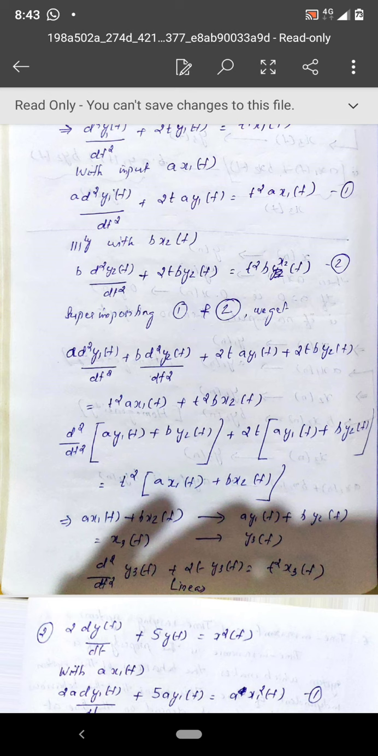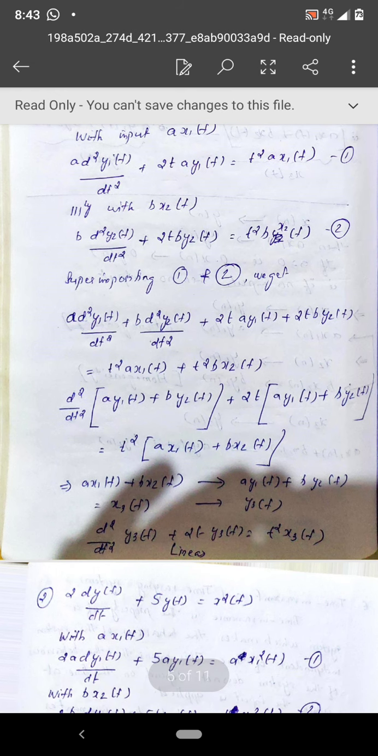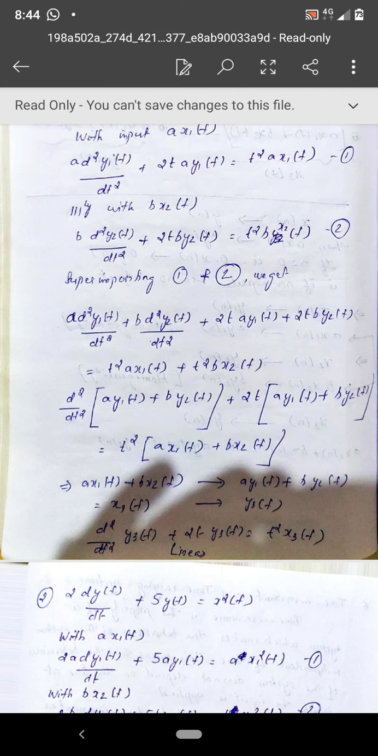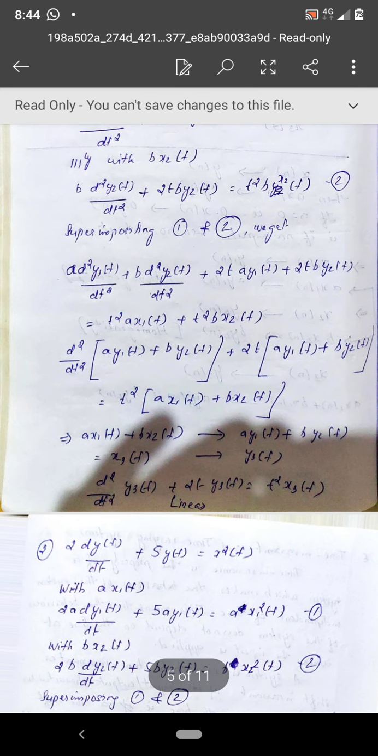And you can see that the two inputs you applied, when you superimpose, you get a third signal, that is x3 of t. What is x3 of t? That is a x1 of t plus b x2 of t. And you apply such a superimposed signal to the system, you get a new output, that is y3 of t, and that is nothing but a y1 of t plus b y2 of t.